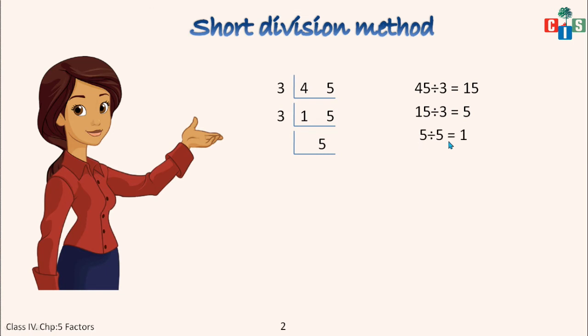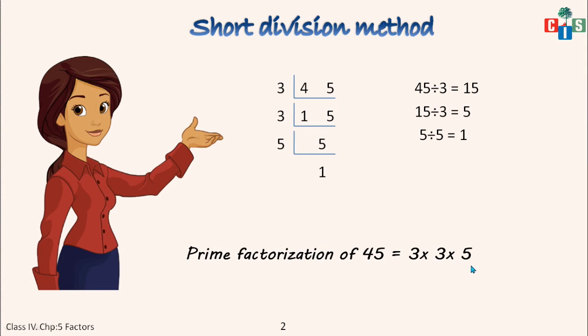Again 5 will be divided by 5 and I will get the answer 1. So 5 and 1 here. Now I got the answer 1, so my sum is complete here. Fine. The prime factorization of 45 will be 3 multiplied by 3 multiplied by 5.